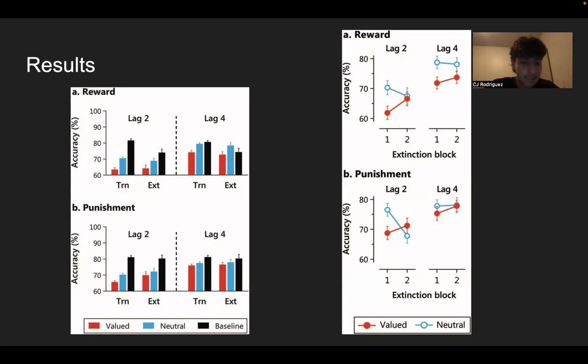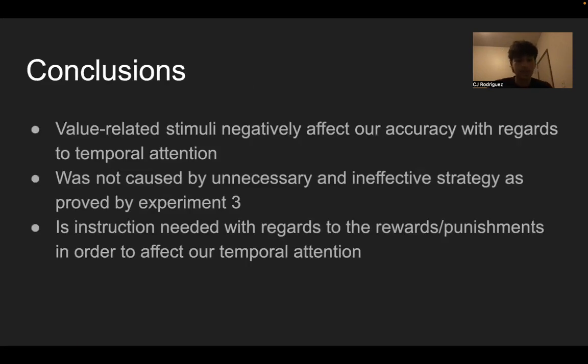And as you can see, the accuracy still goes down. Even though maybe it goes down a little less, it still goes down. So they were trying to figure out if it was the strategy being employed by the participants, or if the distractor photo really does have an impact on your ability to identify the target. And so they concluded that it does negatively impact your accuracy, and this was not caused by an unnecessary and ineffective strategy, as proved by experiment 3.